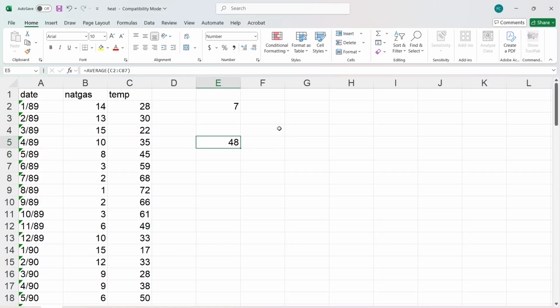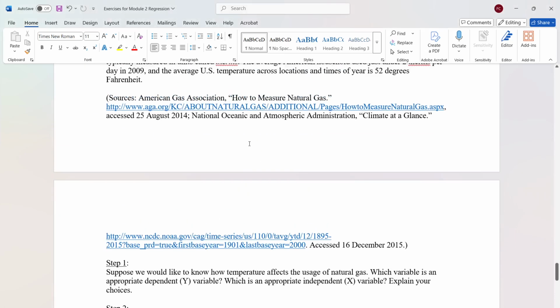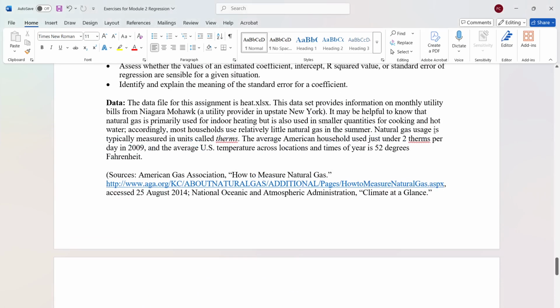Well, let me back up a second, because we're told natural gas usage is typically measured in units called therms. The average American household used just under 2 therms per day in 2009. The average US temperature across locations and time of year is 52 degrees Fahrenheit. Therms. Information on monthly utility bills from Niagara Mohawk. Monthly numbers. 2 therms per day in 2009, and this is in New York.